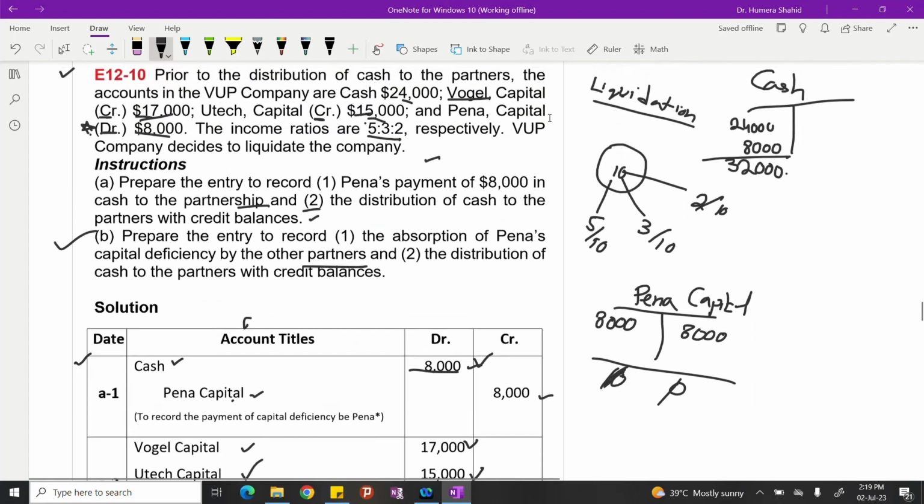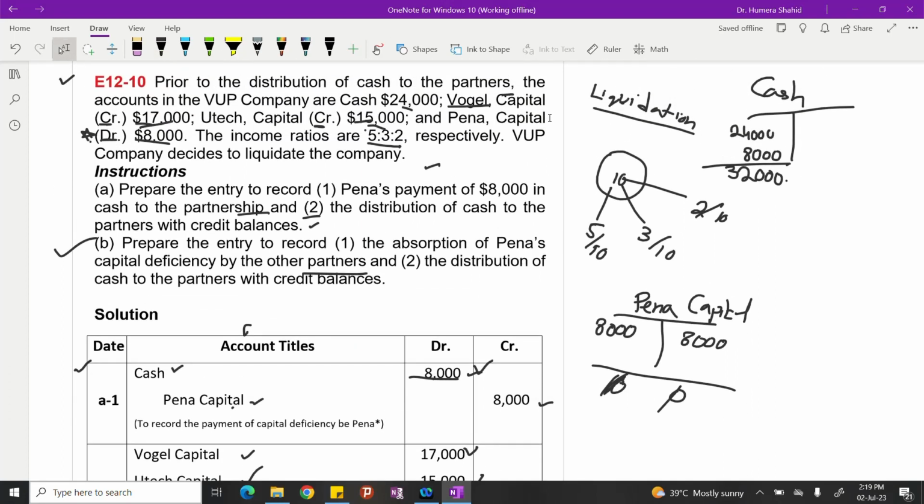Same, their profit sharing ratio. If you see here, 5 is the ratio for Vogel, 3 is the ratio for UTech. Pina is not going to share because he doesn't have money, right? So now the ratio is 5:3. Let's build this ratio. 5 for Vogel, 3 for UTech. All together, the full sharing is 8. 5 plus 3 is 8.